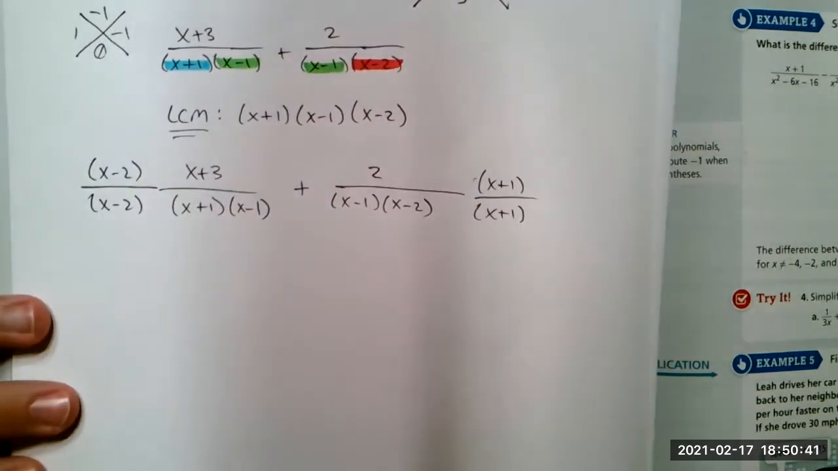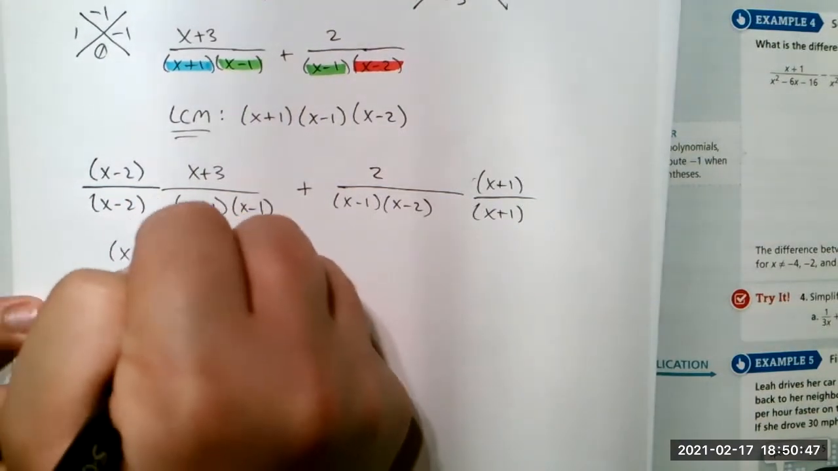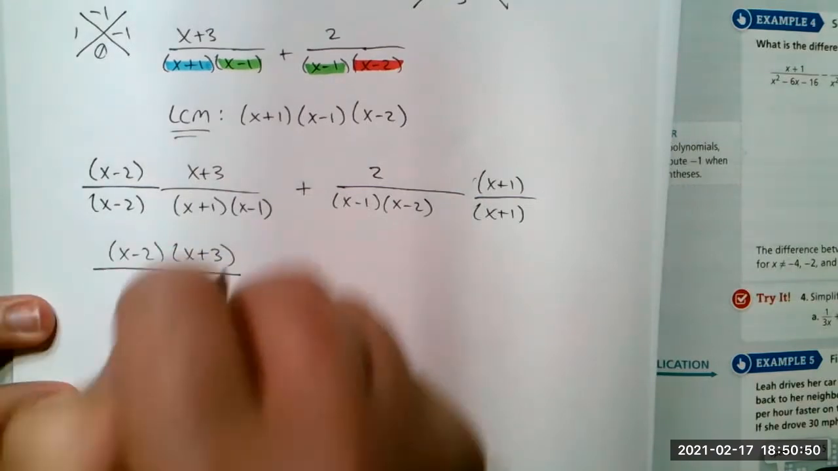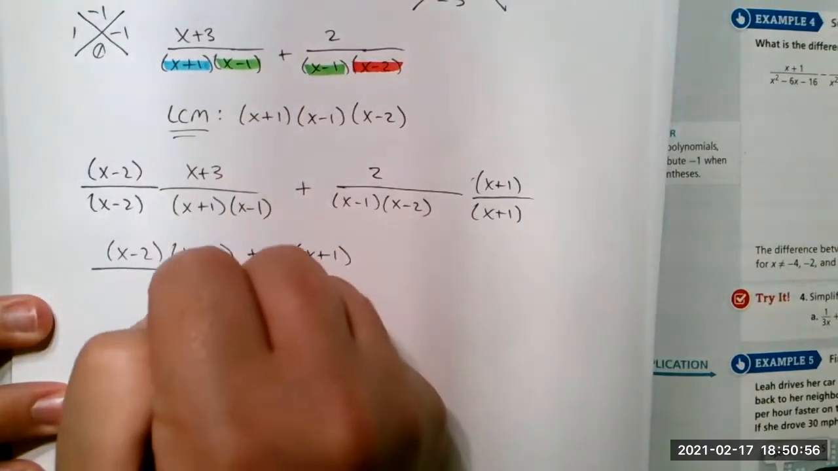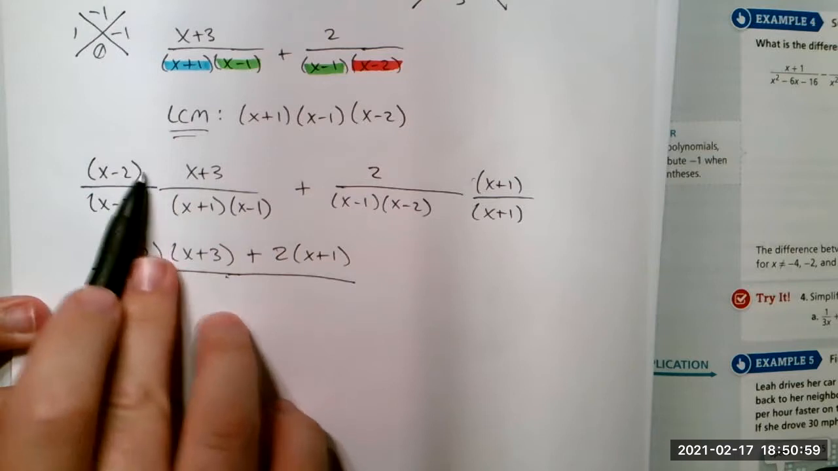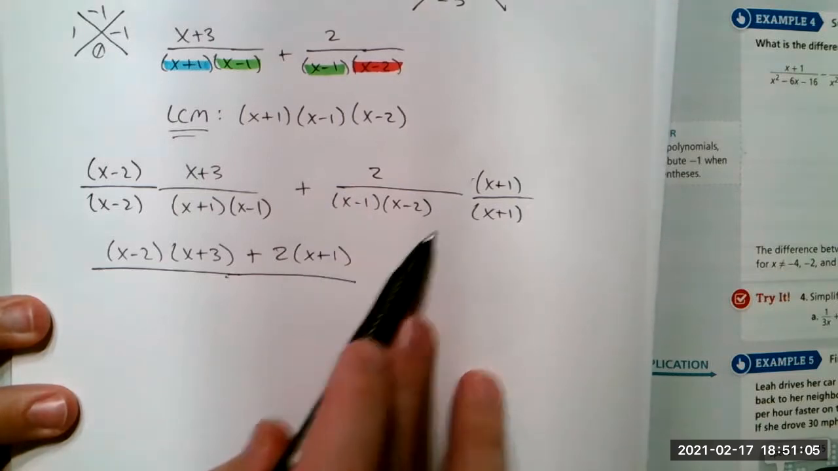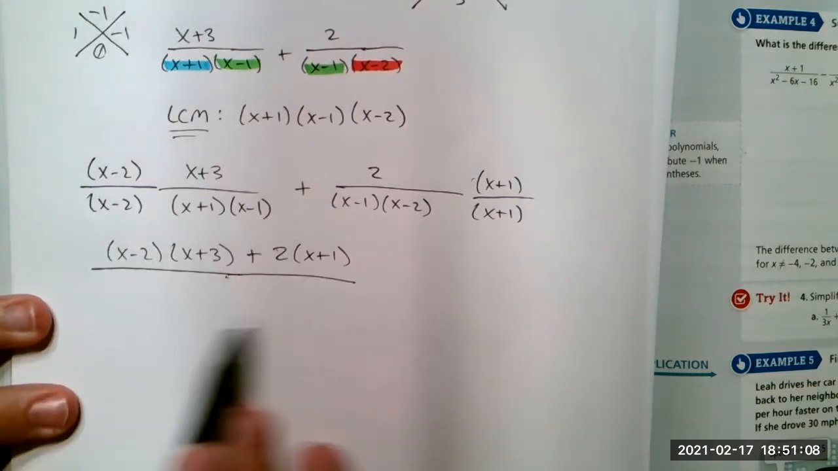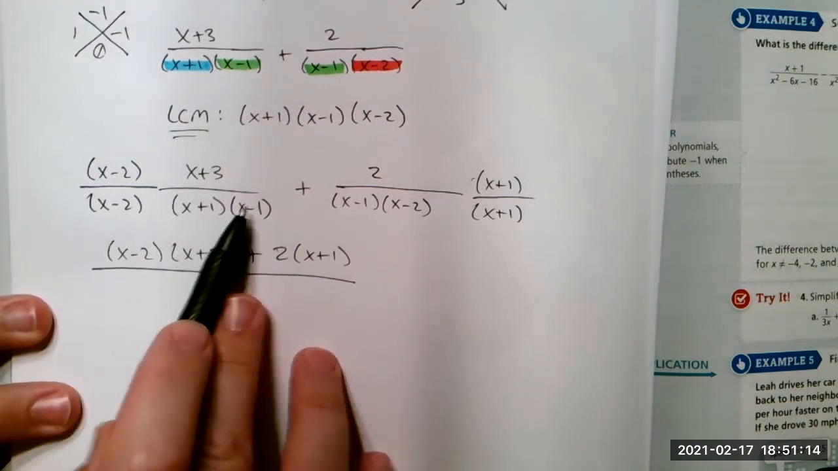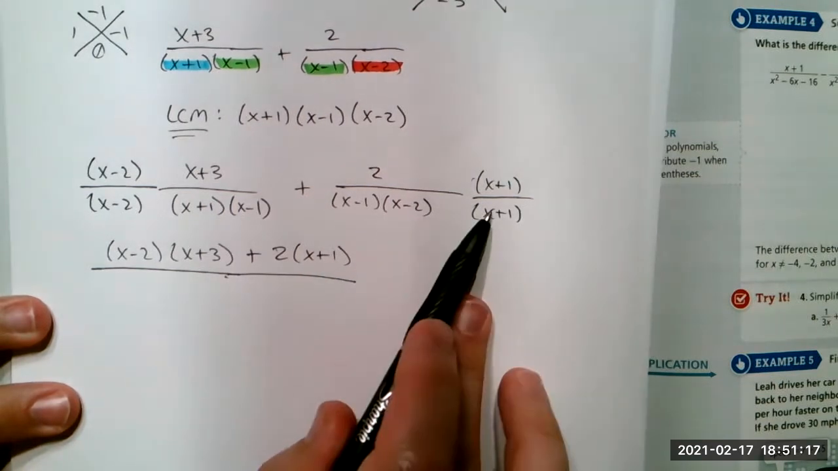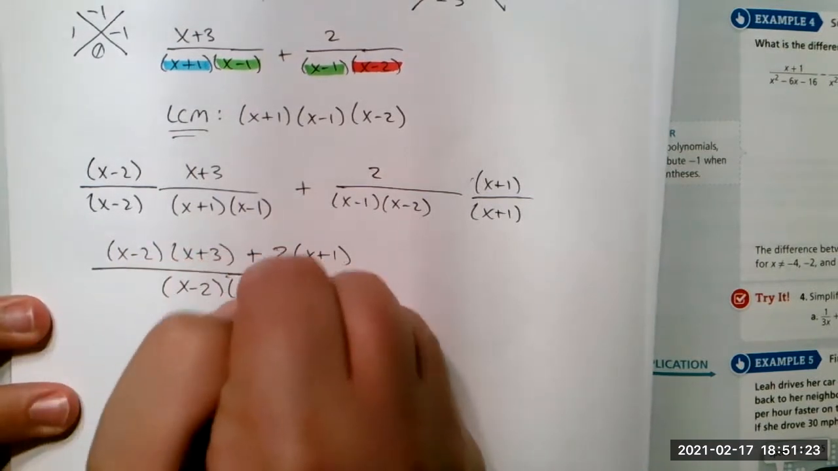So now that I've done that, this is essentially what I have. I've got x minus 2 times x plus 3 plus I've got a 2 times x plus 1. And then my denominator, remember, if I take a fraction divided by an LCM and I add a fraction divided by an LCM, I'm going to be left with a fraction divided by my LCM. So this was x minus 2 times x plus 1 times x minus 1. Same thing with this. This was x minus 2 times x plus 1 times x minus 1. So guess what? This is going to be x minus 2 times x plus 1 times x minus 1.